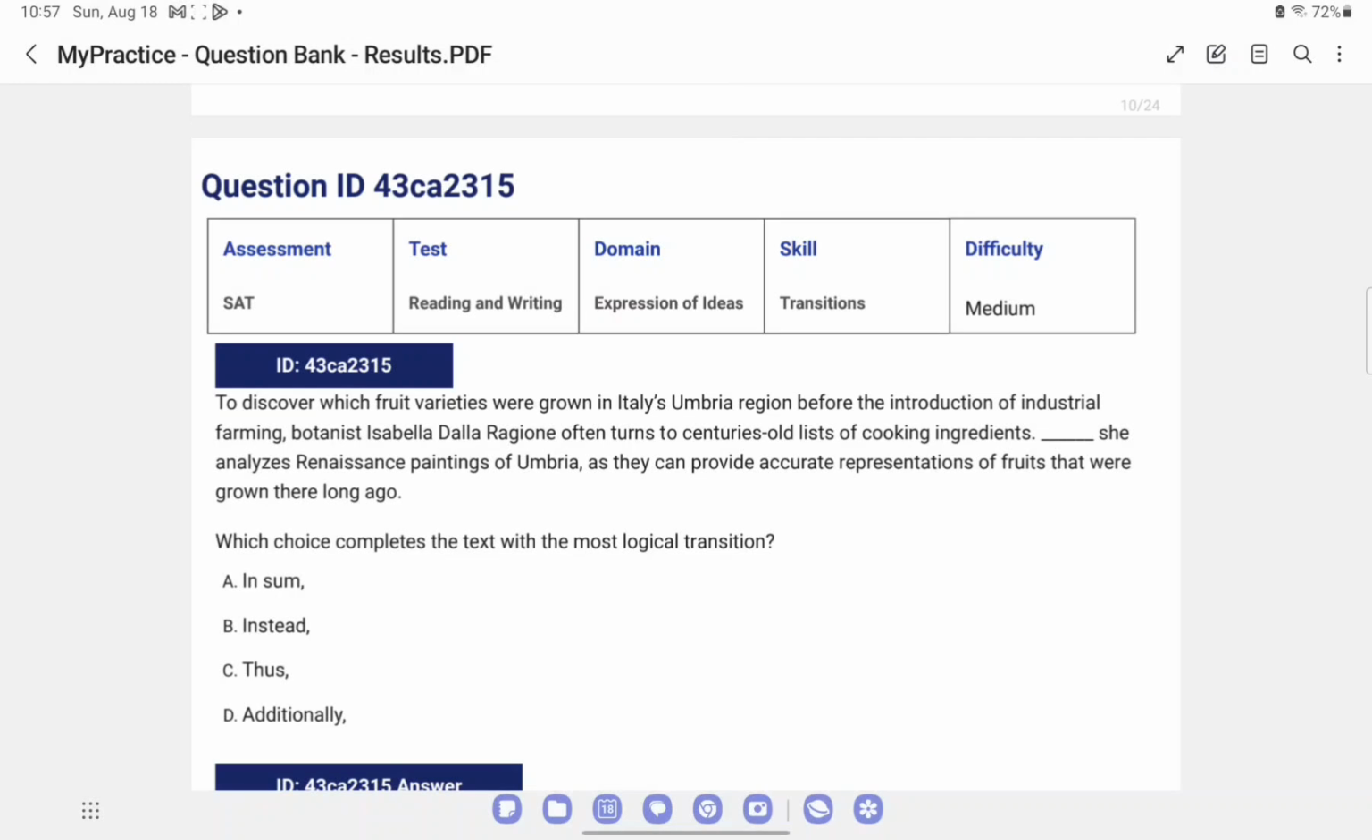To discover which fruit varieties were grown in Italy's Umbria region before the introduction of industrial farming, botanist Isabella Dalla Ragione often turns to centuries-old lists of cooking ingredients. Blank, she analyzes Renaissance paintings of Umbria as they can provide accurate representations of fruits that were grown long ago. So it's saying that this botanist often turns to lists of cooking ingredients, but she analyzes Renaissance paintings.